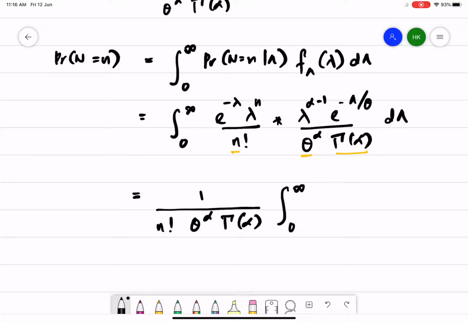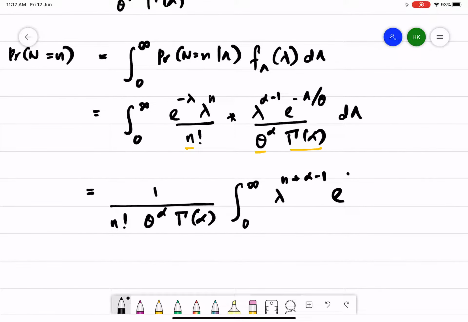We can combine the lambda terms. When we multiply lambda to the power n with lambda to the power alpha minus 1, we add the powers, so we have lambda to the power n plus alpha minus 1. The same thing for the exponential part: we combine them together, giving e to the power minus lambda over theta.